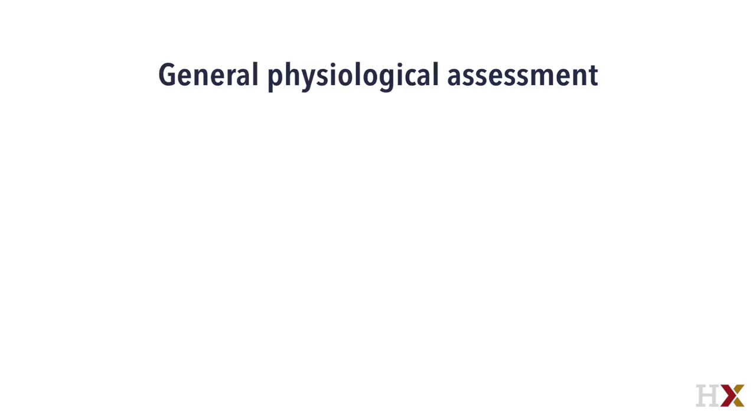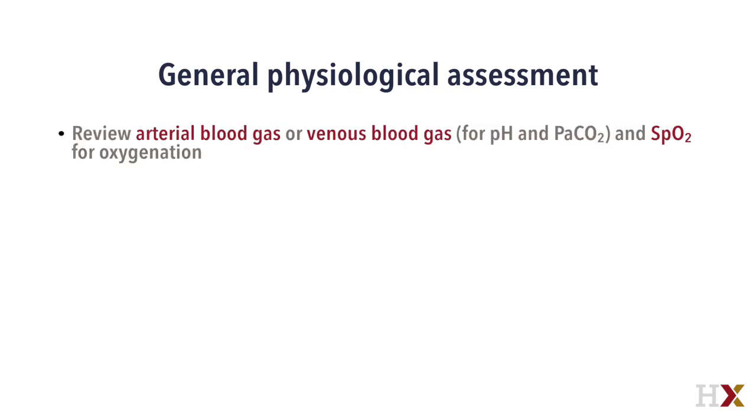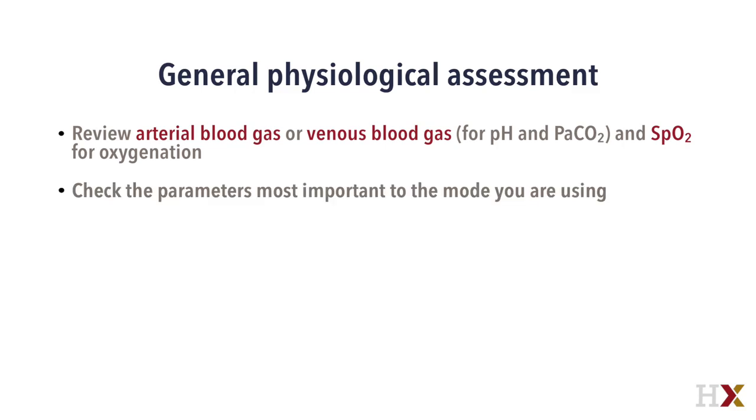Next, you can perform a general physiological assessment of respiratory function. First, start by reviewing the arterial blood gas for oxygenation and carbon dioxide issues. Make adjustments of the ventilator as appropriate. If you don't have an arterial blood gas, you can use a venous blood gas for pH and carbon dioxide, and saturation for oxygenation. Check the parameters that are most important to the mode you are using to assess respiratory mechanics that may have changed.